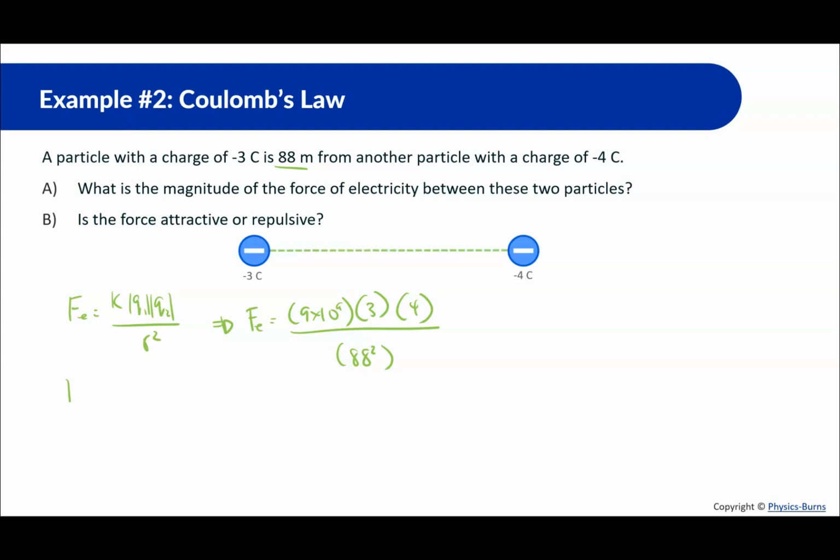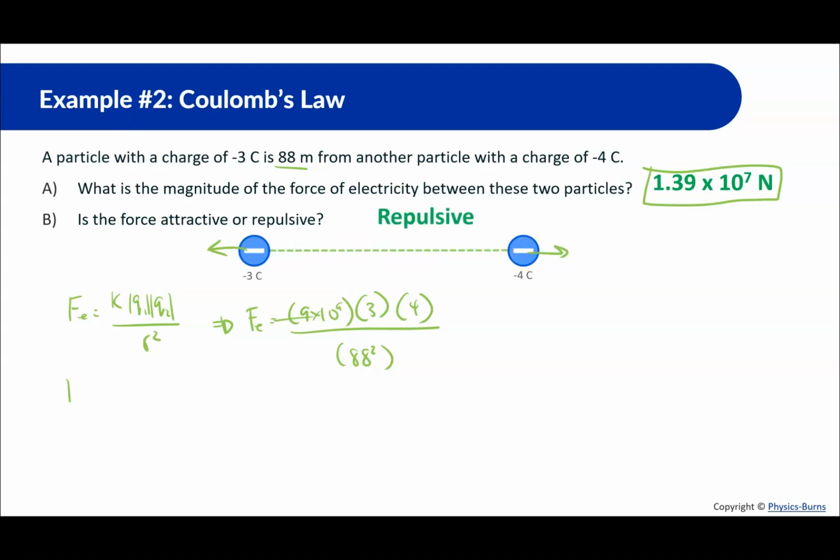But yeah, times 4 divided by 88 squared. And then you get around 1.39 times 10 to the 7th newtons. And is the force attractive or repulsive? This is going to be repulsive because they are the same charge.